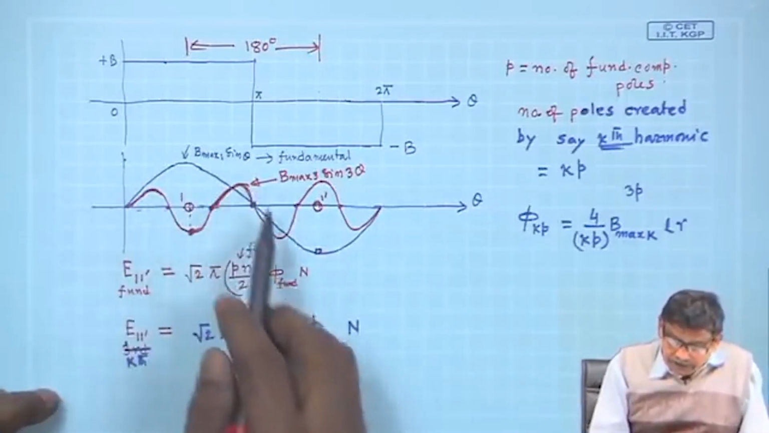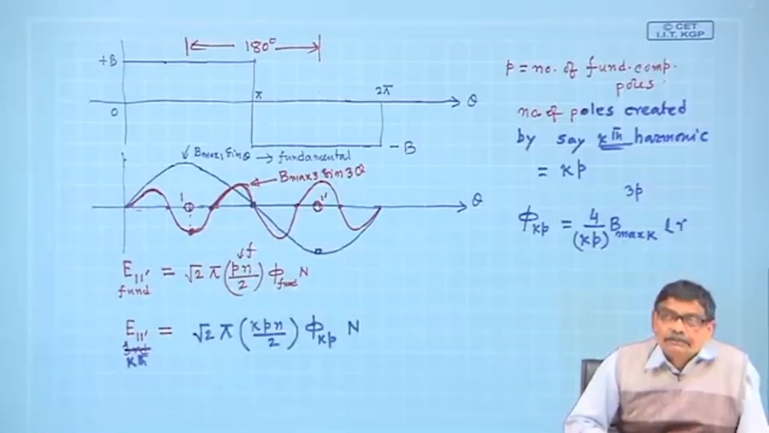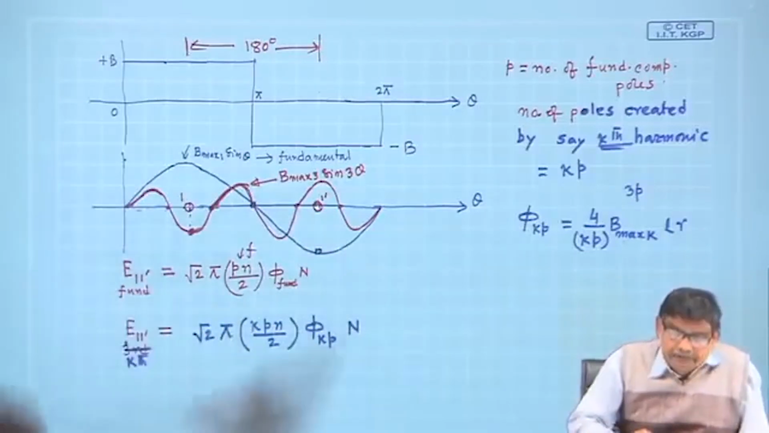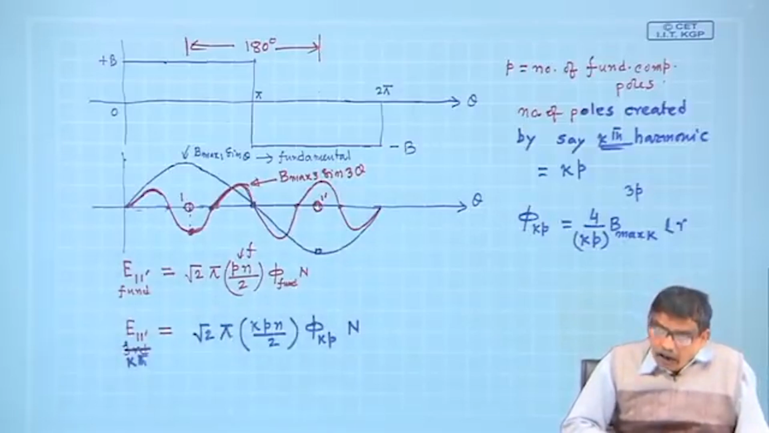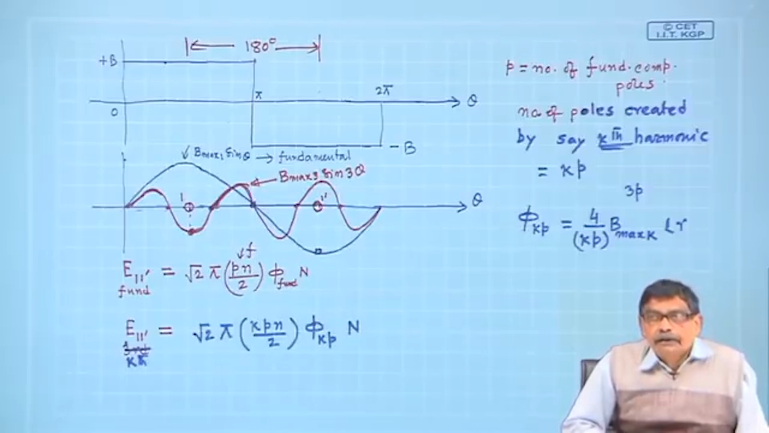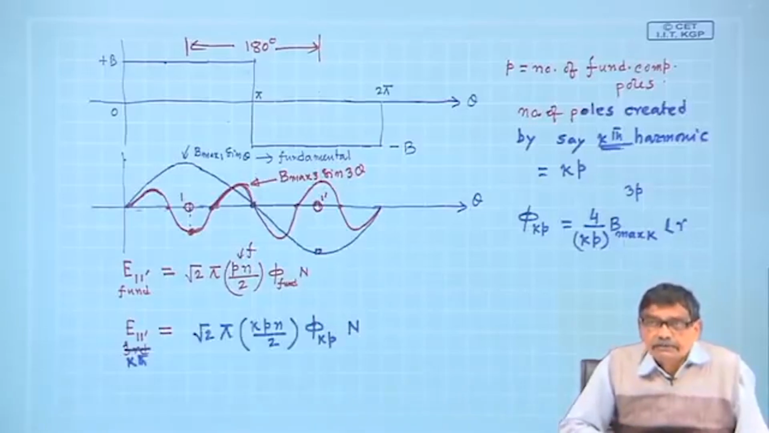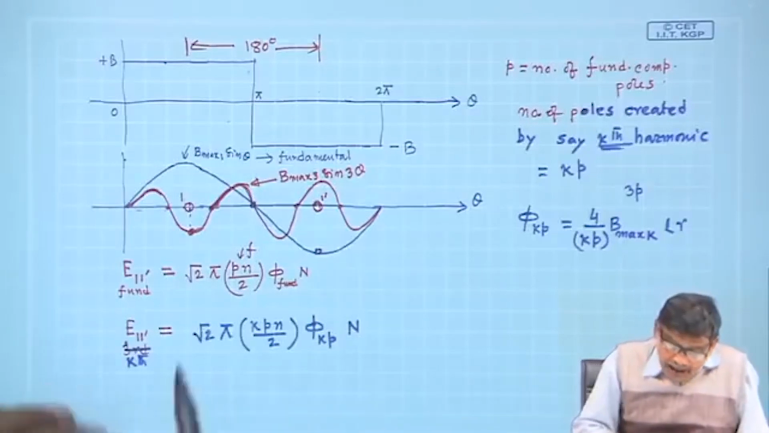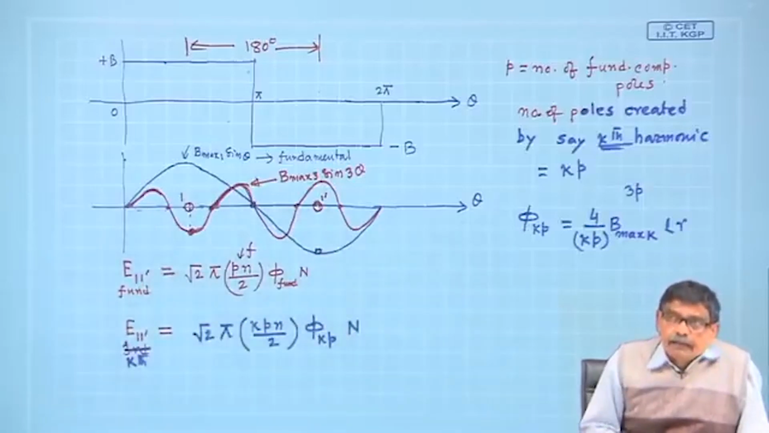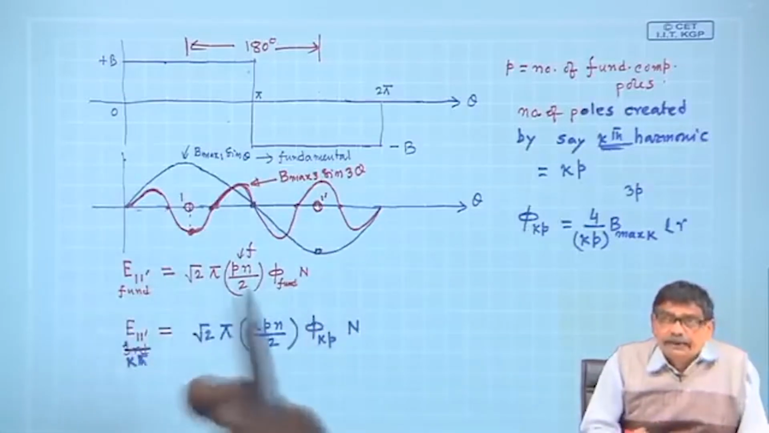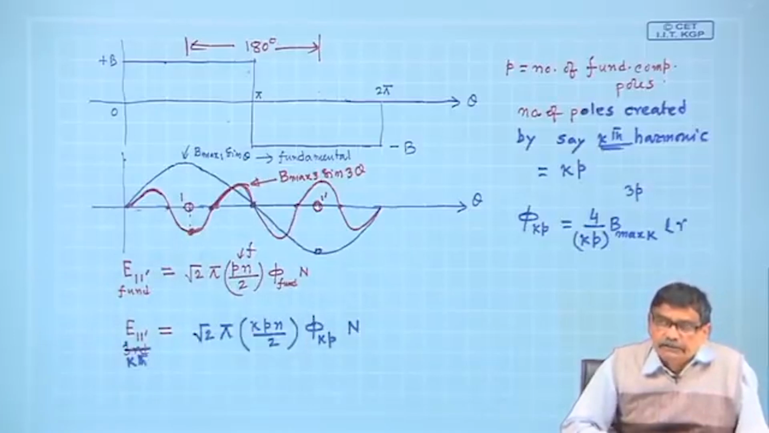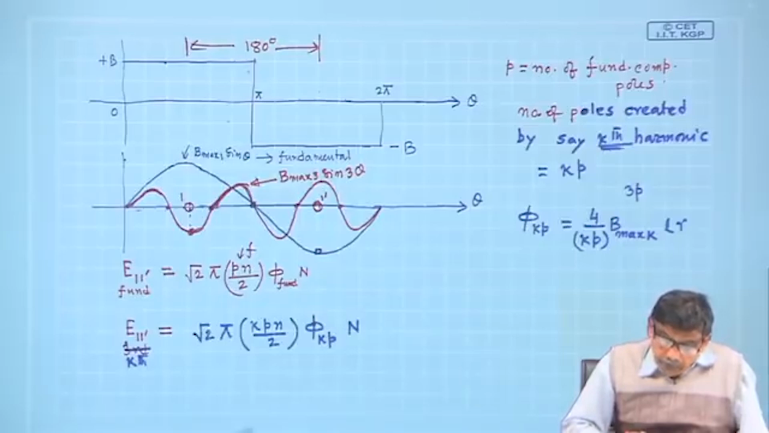So 1, 2, 3, 4, then that thing comes. Therefore, you can easily verify that all odd harmonics will induce a little bit of voltage depending upon their strength B max k, and they will be added up. Of course, there may be plus and minus signs before the Fourier coefficients, that can be easily taken care of.